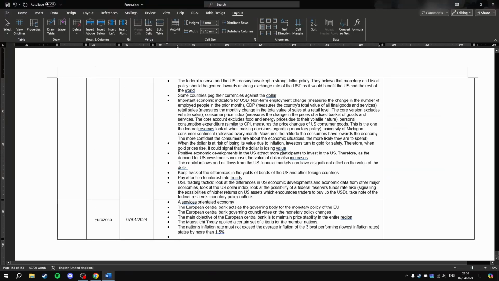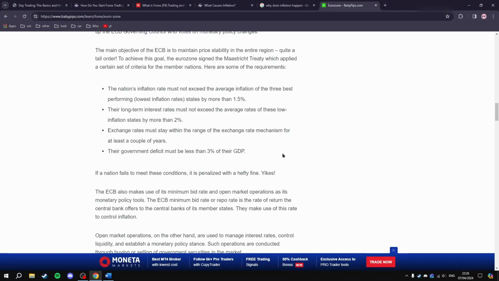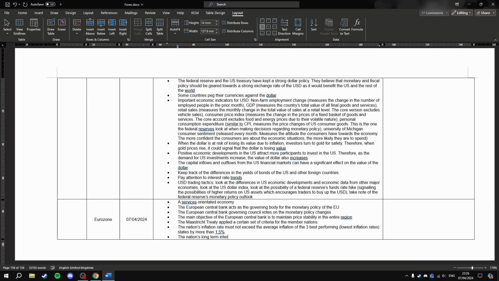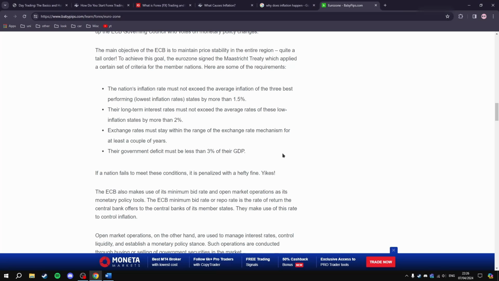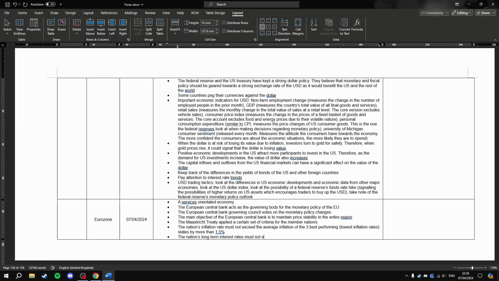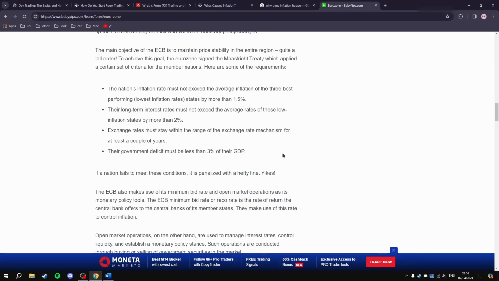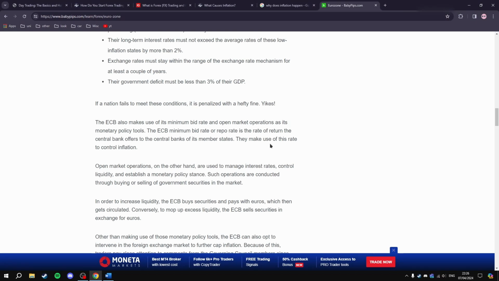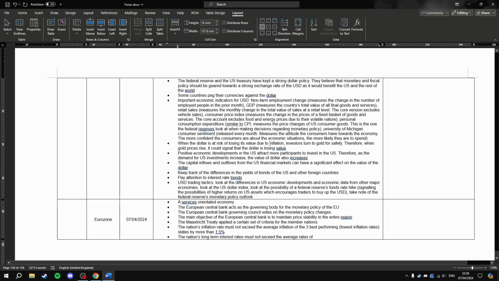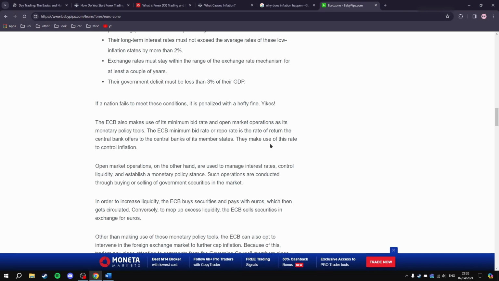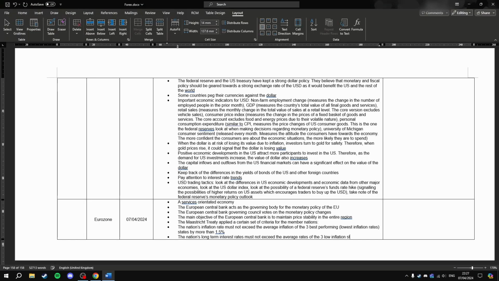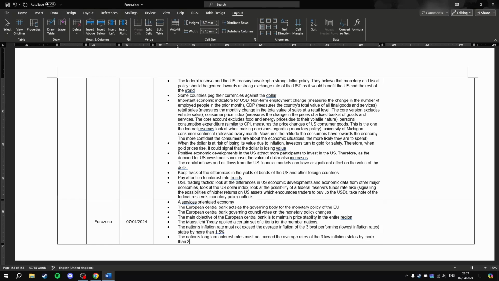The long-term interest rates. The nation's long-term interest rates must not exceed the average rates of the three low inflation states by more than 2%.